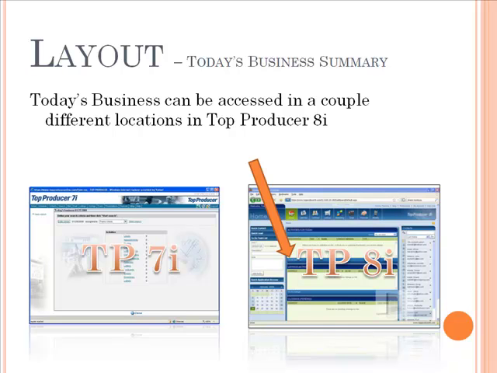Today's business summary. On the left hand side you see the 7i version where everything's kind of broken down in one spot. In 8i you have to actually go into the home page and it will show today's activities, but those won't accumulate over time. So if you miss something from yesterday, you might miss it totally. So you actually have to click on that link in the lower left hand box to go to your activities.